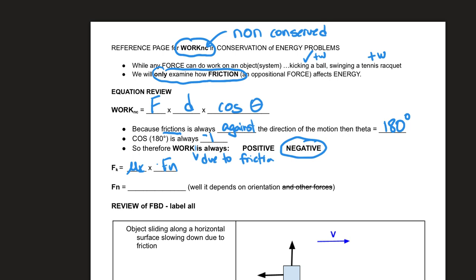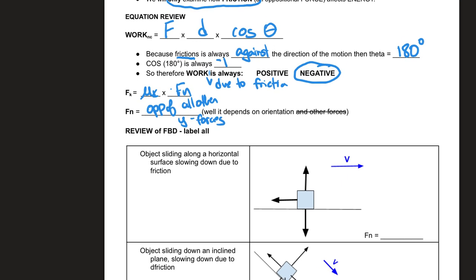And normal is usually the opposite of all other y forces. Sometimes it's opposite Fg, sometimes it's opposite something else. So let's look at an example where it would be. So here's a simple example. We've got kinetic friction sliding along. We've got normal. We've got gravity. Here we would see that normal is just opposite Fg. That's an easy one. We all remember that. Why? Because there are no other y forces.